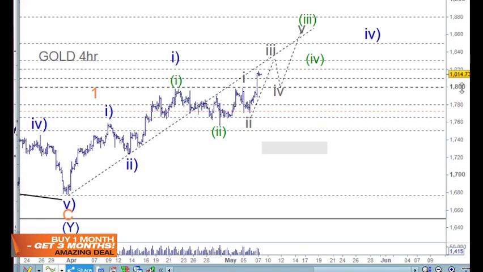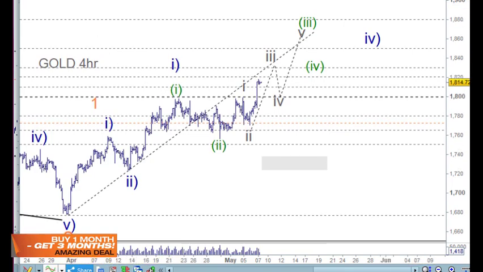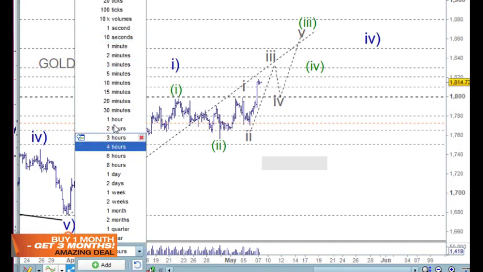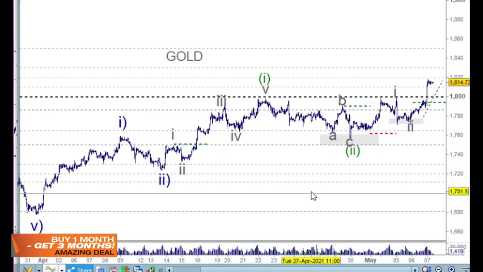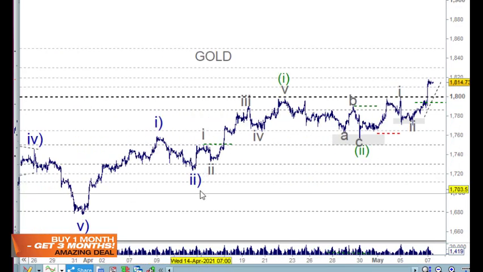I'll leave it at that for the time being. Might get it complicated, but that's all good. So on the hourly chart here, we've got 1 and 2 and 1 and 2 here.